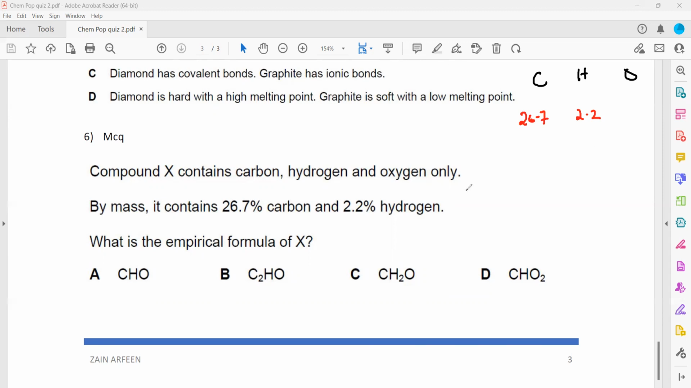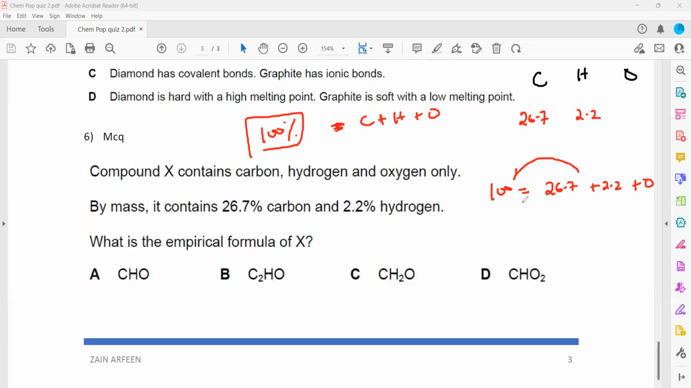So what will be the percentage of oxygen? How do we know the percentage of oxygen? Because the total percentage should be 100. When we add the percentage of carbon, hydrogen, and oxygen, the sum should be 100. The carbon percentage is 26.7. Hydrogen percentage is 2.2, but oxygen we don't know. So first we add and then subtract from 100. So it will be 100 minus 26.7 minus 2.2.